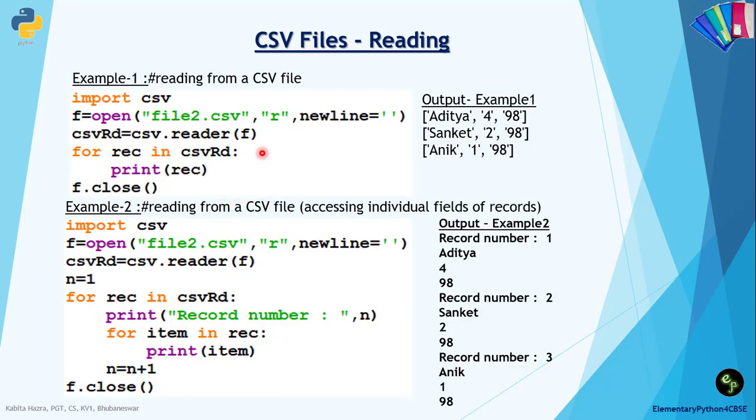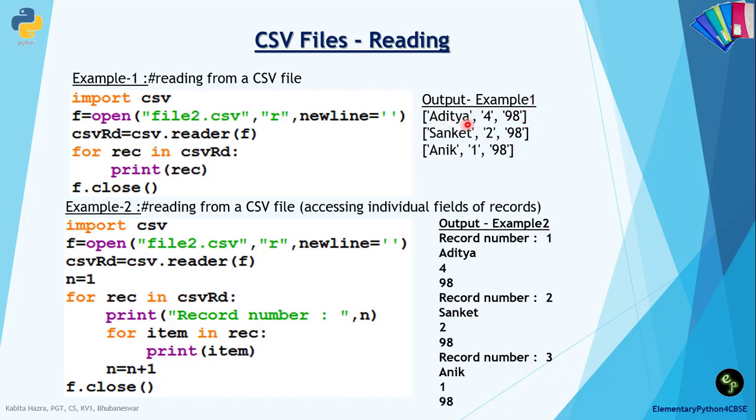Now here we have two examples. One, we are directly reading the individual records. First we have imported the CSV module, then we are opening the file 2 in read mode, suppressing the new line character. Then we are creating a reader object and linking it with the file object or file handler. Then from this CSV reader object, which is an iterable, we are reading the individual record and displaying it using the print method. Finally we are closing the file.